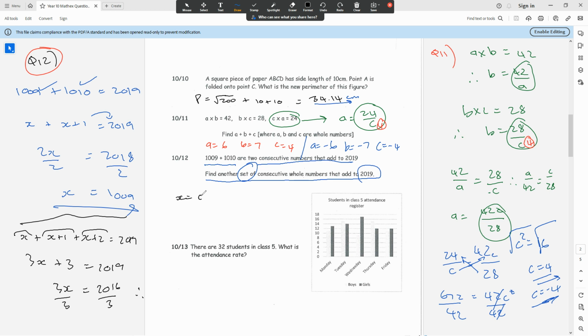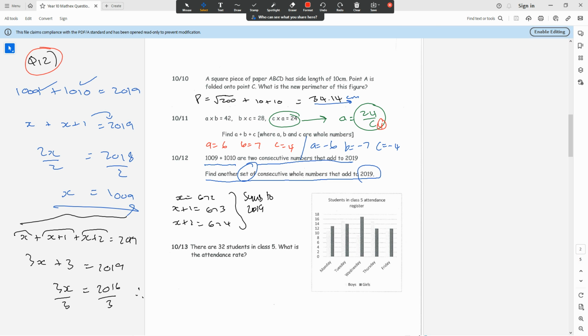So if x is equal to 672, x plus 1 is 673, and x plus 2 is 674. So we take 672 plus 673 plus 674. That comes to 2019. All right. Okay, let's have a look at question 13 now.